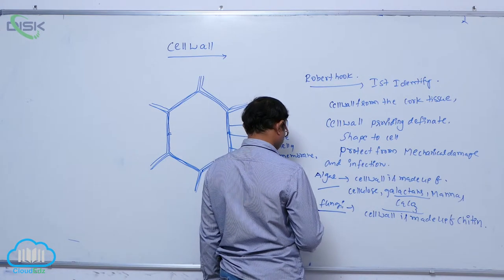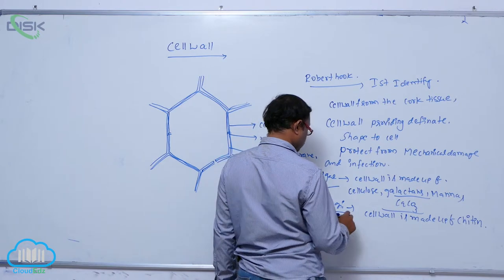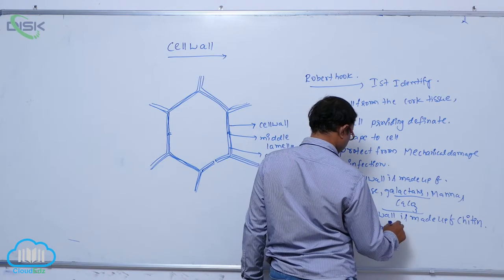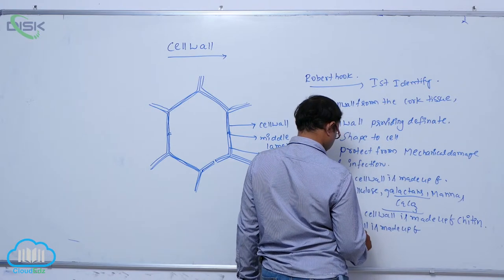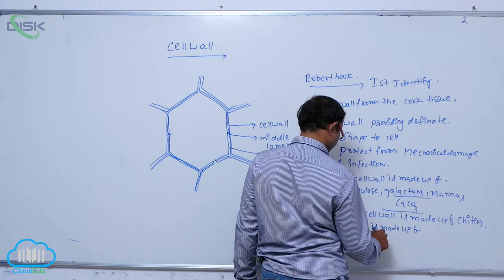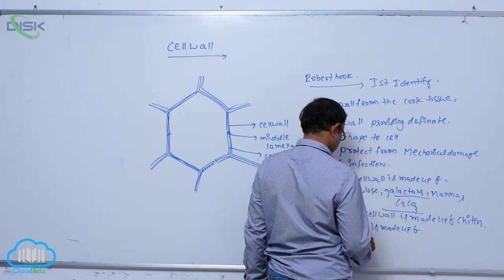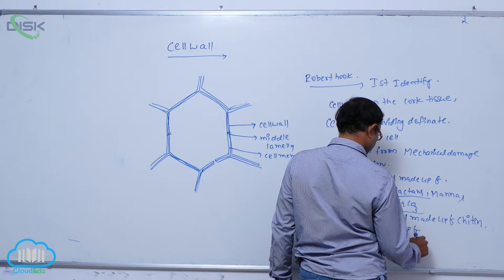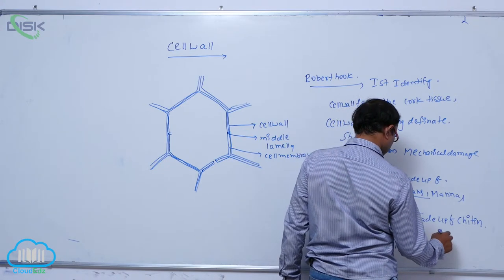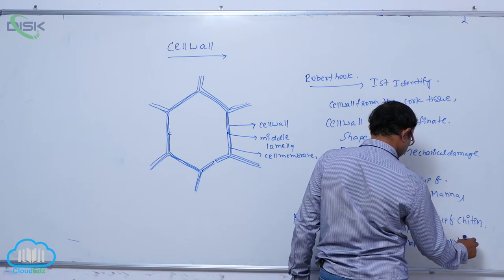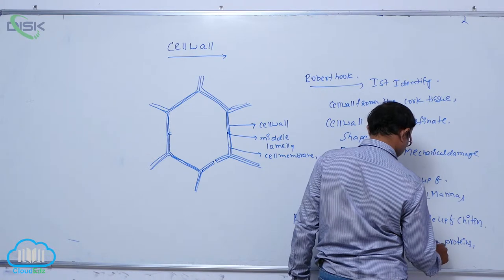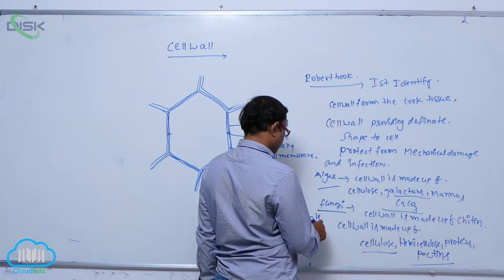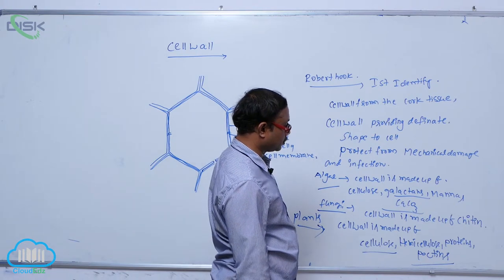After that in plants, cell wall is made up of cellulose, hemicellulose, proteins and pectins. In the plants, cell wall is made up of cellulose, hemicellulose, proteins and pectins.